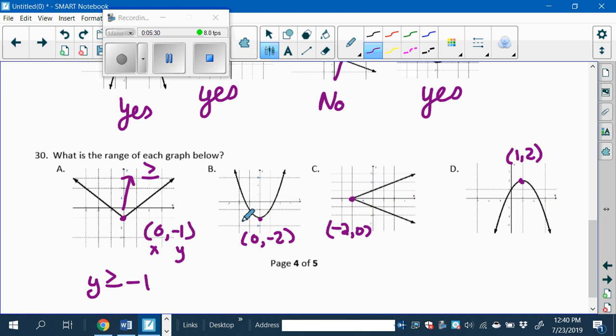This is very much the same as the other one. So this is your x and y, so this is going to be y is greater than or equal to -2. Now let's take a look at this. Even though this is not a function, we can still do domain and range. And if you notice, it goes up and down forever and ever because these arrows point that out to us. So my domain or my range is going to be all real numbers.